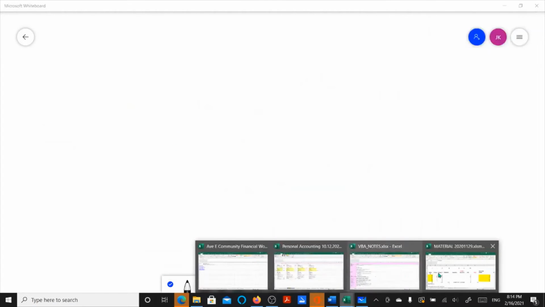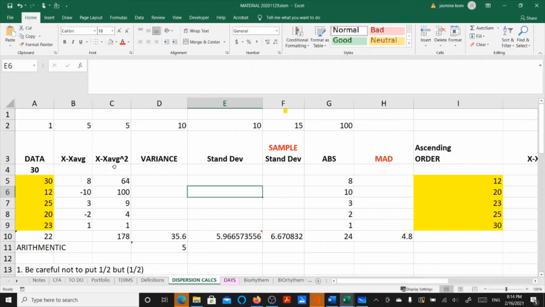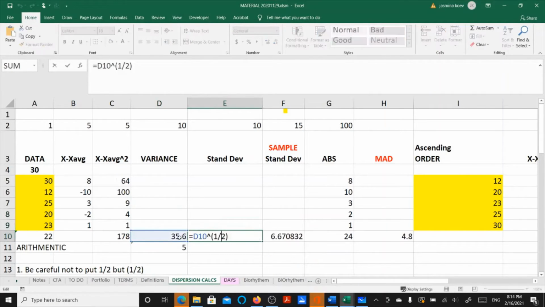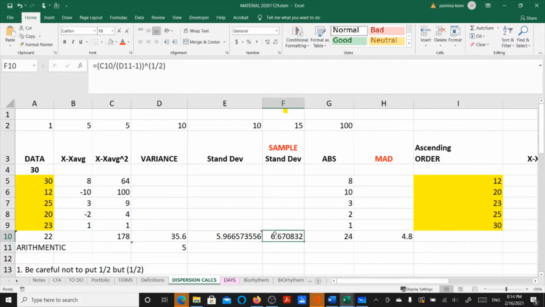We're going to clear the canvas. Again, I highly recommend you write these out yourself. This was our variance, and as you see over here, our standard deviation is just the radical of the variance, or the variance to the power of 1/2. That's variance and standard deviation.